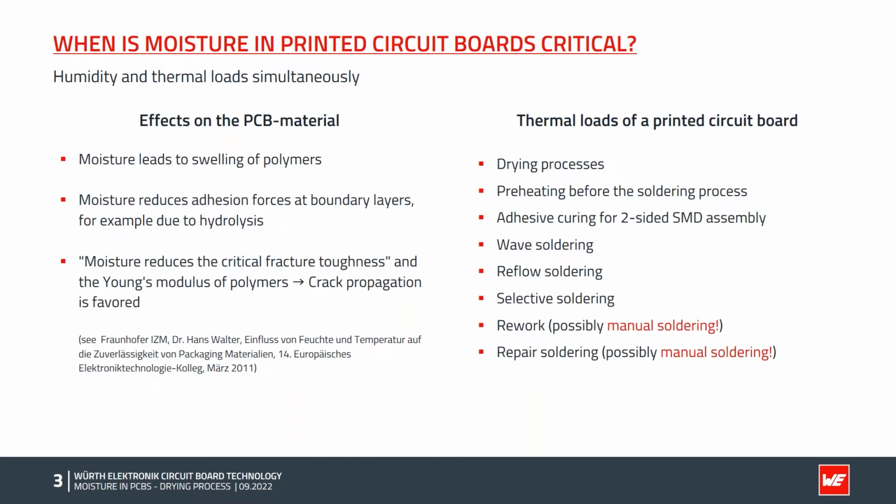So we usually don't have conditions as in a pressure cooker, but bubbly delaminations occur due to swelling and reduced adhesion forces. So in addition, cracks can develop as moisture reduces the critical fracture toughness and the Young's modulus of polymers. So crack propagation is favored by humidity in polymers.